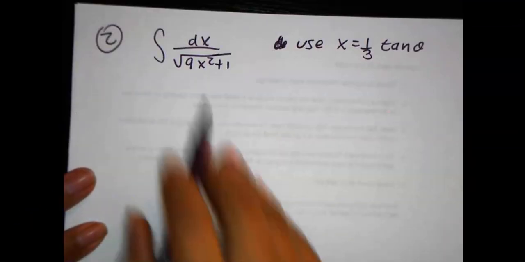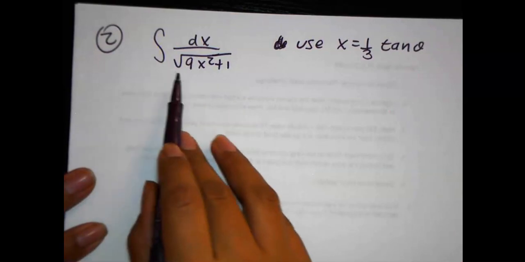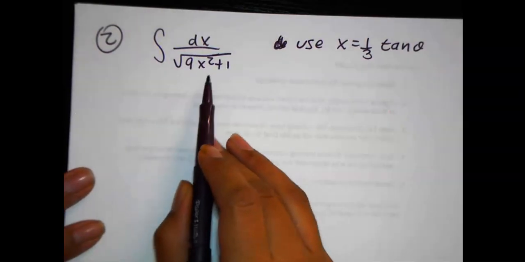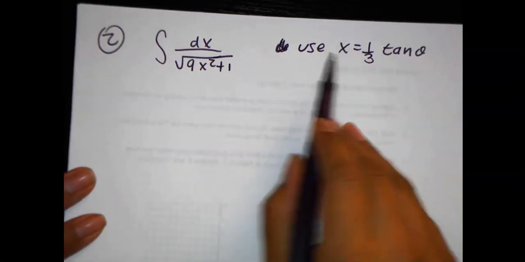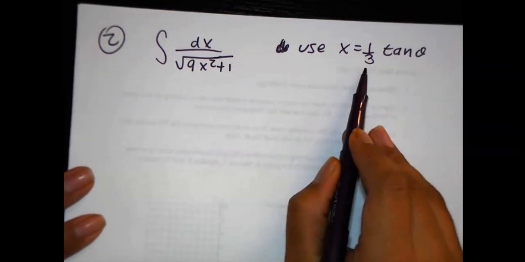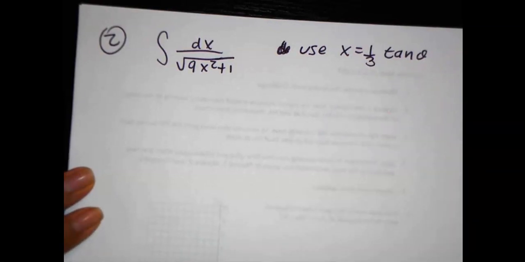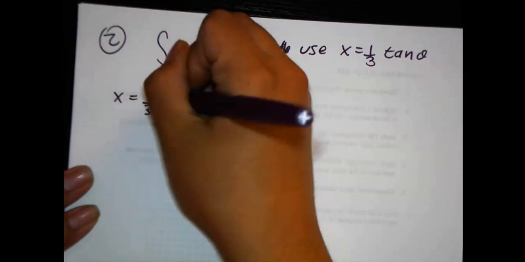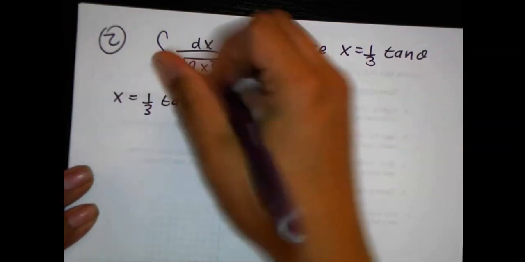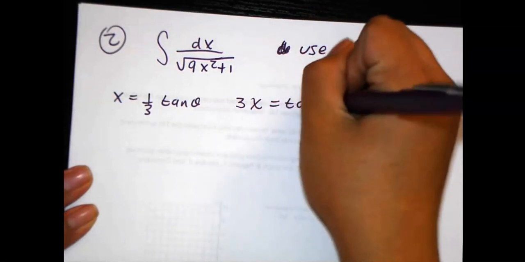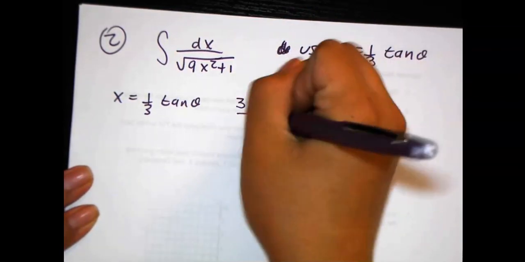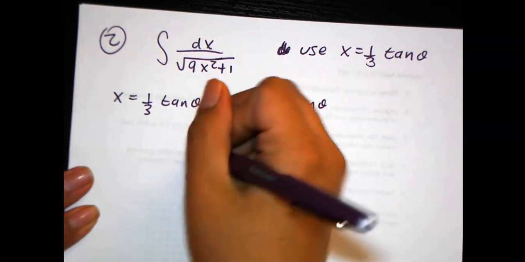On this one, I have dx over the square root of 9x squared plus 1. In this case, they tell me to use x as 1/3 tangent. Let me rewrite that: x equals 1/3 tangent of theta. I'm going to multiply by 3, so I get 3x equal to tangent of theta. I'm going to put it over 1 to have a ratio.